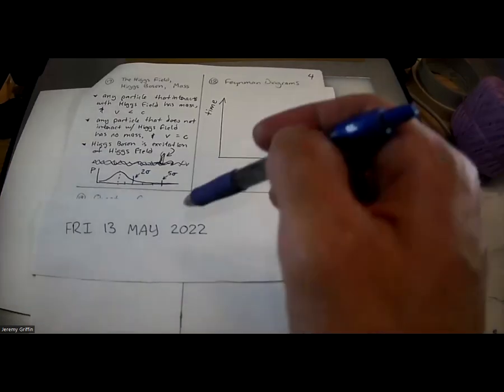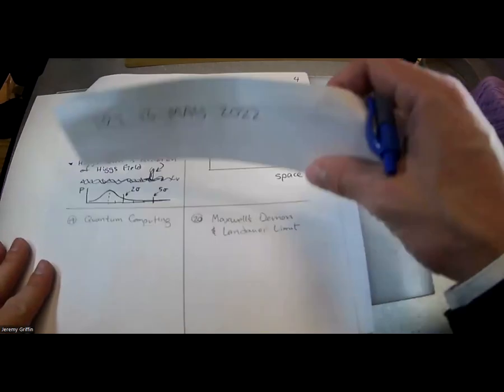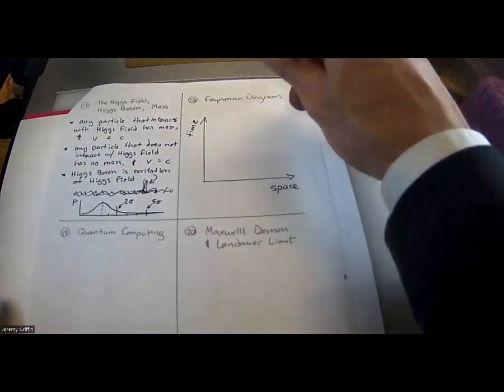Recording is rolling. It's Friday, May 13th, and we're picking up on the quantum mechanics journal at Feynman diagrams.